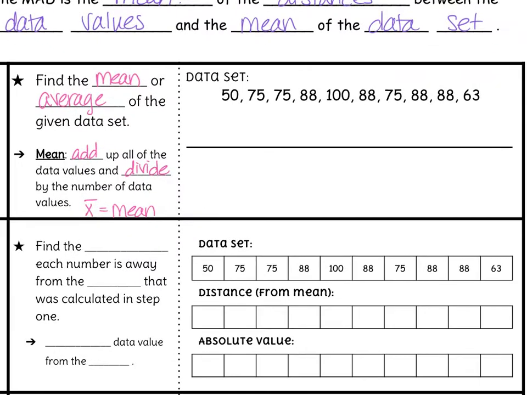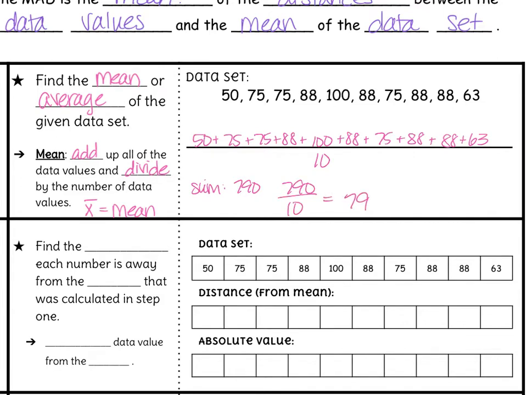So now we are going to take each of these data points and simply add them up. One thing you'll note is that there are 10 values. So we're going to add all those up, and that bar is actually a fraction because we're going to divide those by 10. Our sum of our data is 790. So we're going to take 790, divide it by 10, which is 79. So our mean for this data set is 79.